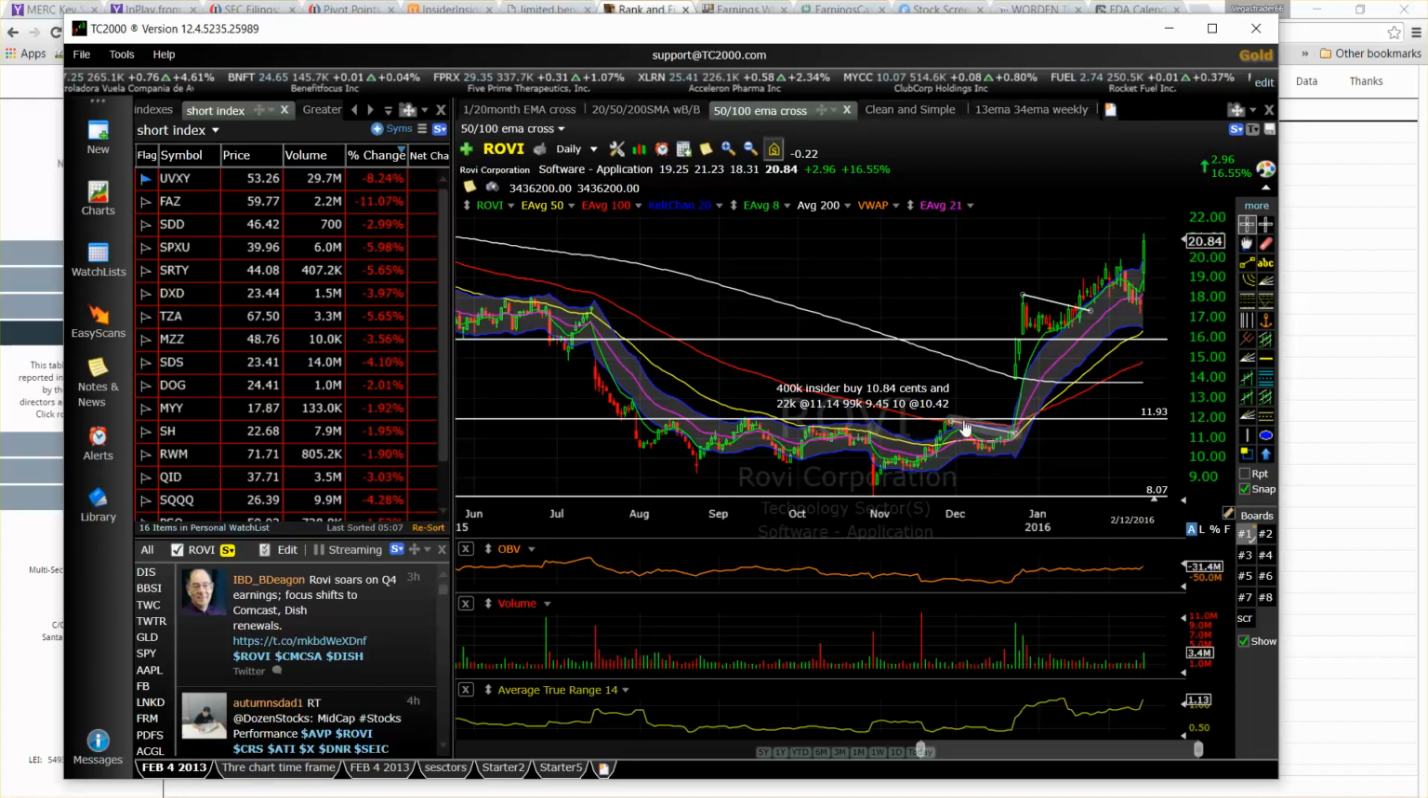But what happened was this company wound up locking up a long-term contract, I think with AT&T and somebody else, and since then it's been off to the races. This is when those contracts were announced. It gapped, and it has not looked back. It closed today after reporting earnings at $20.84.